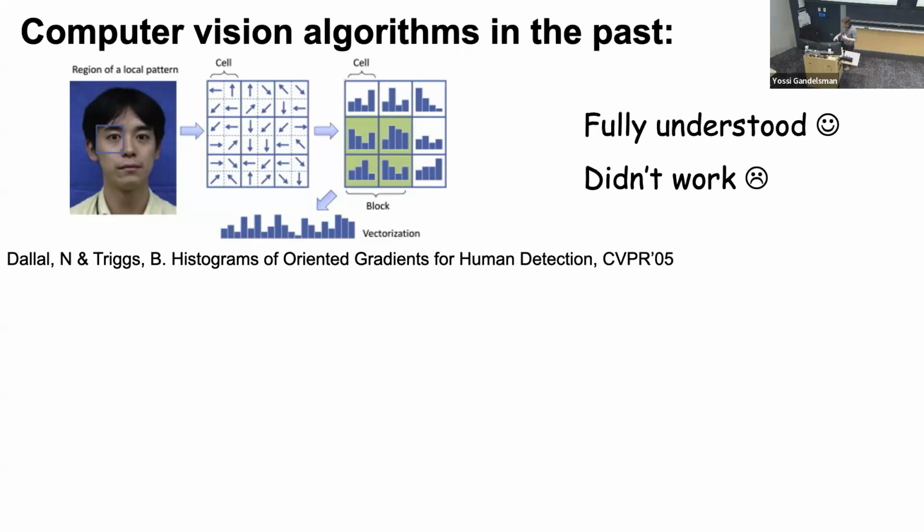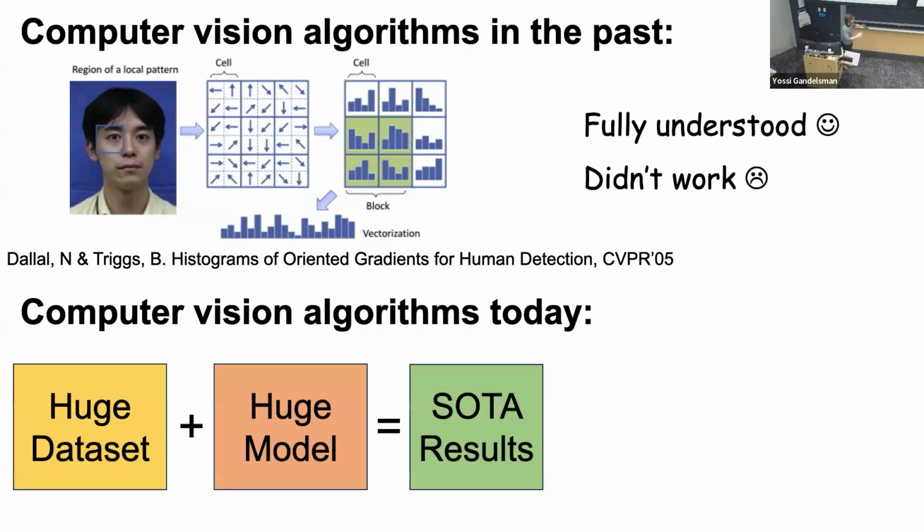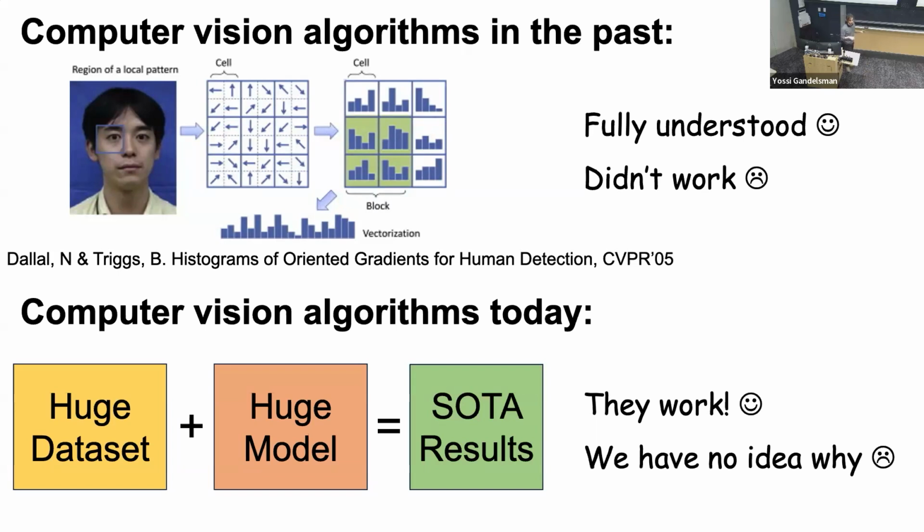Now, if you look at the field today, it's very different. What you have is pretty much this recipe. Take a huge data set, a huge model, train for long enough with deep learning, and you get state-of-the-art results, right? Now, the good news about that is that it finally works. It outputs something useful. The only problem is that we have no idea why. Because we delegated the search of the filters, of the features, to the learning algorithm, to the deep learning procedure, to the gradient descent learning algorithm.